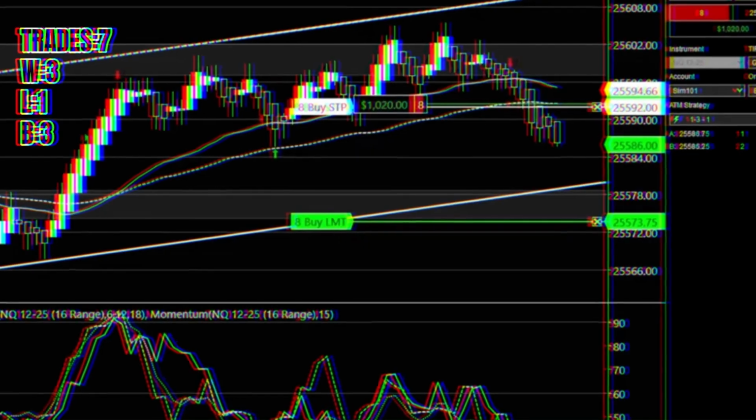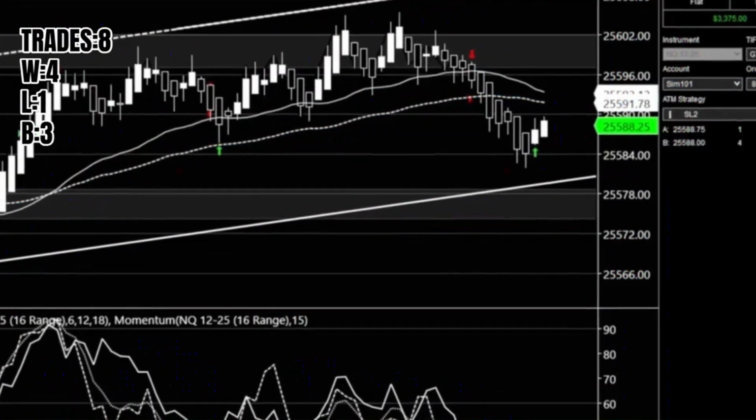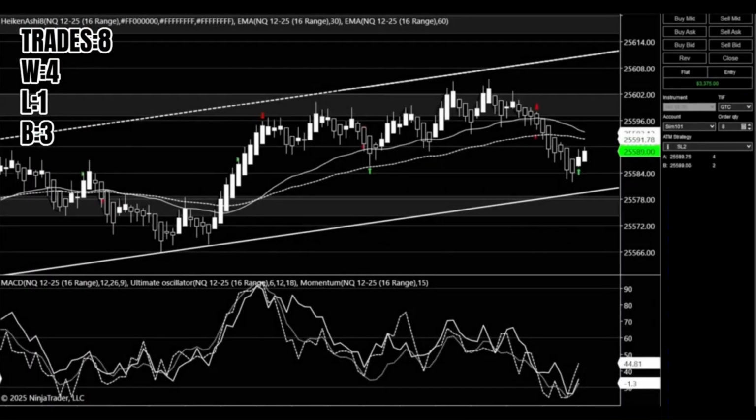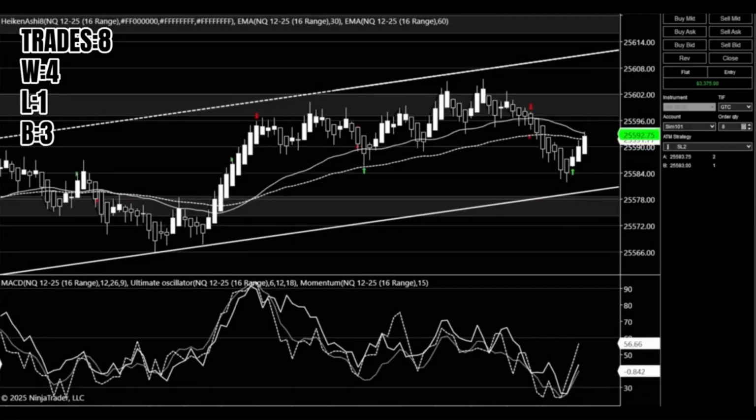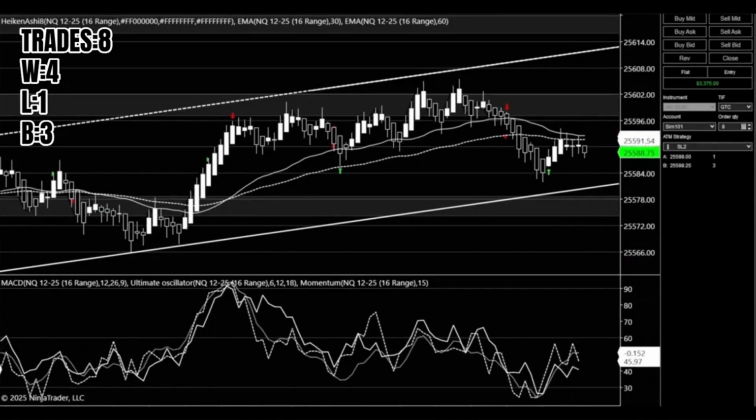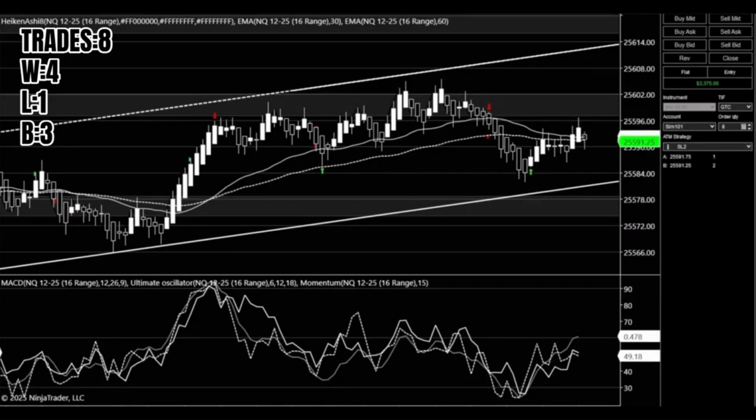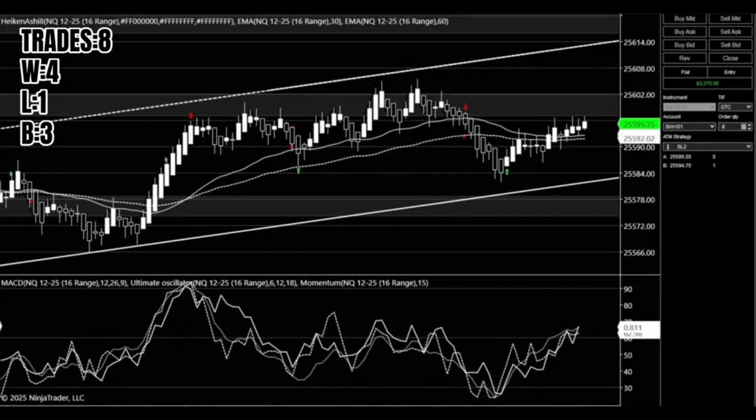My stop moves to break even, and for a second I thought I was going to be stopped out, but then it dropped again lower with my stop trailing to exit at a profit. At this point, I am halfway to my daily goal.